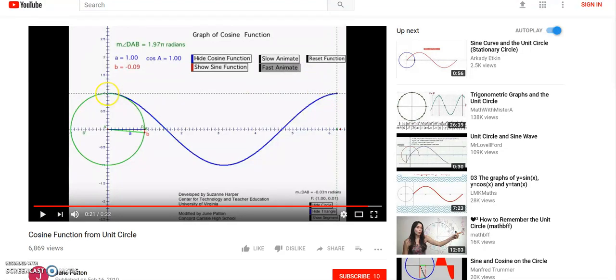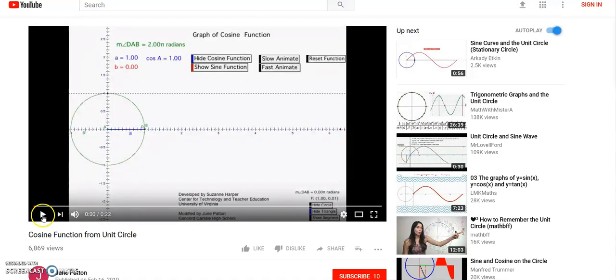So again, cosine starts high, goes down to its lowest value when we're at pi, -1, back to its high point. Let's watch that one more time.